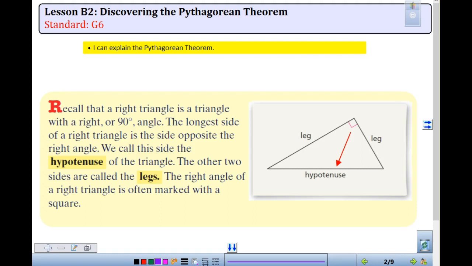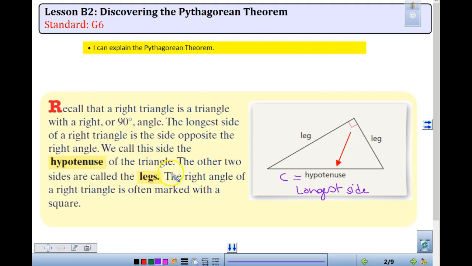A right triangle is a triangle with a right or a 90-degree angle. The longest side of our right triangle is the side opposite the right angle, called the hypotenuse. We are going to be referring to this right out in front. If you would put equals C. And below this, please write in the longest side. So we call this side the hypotenuse of our triangle.